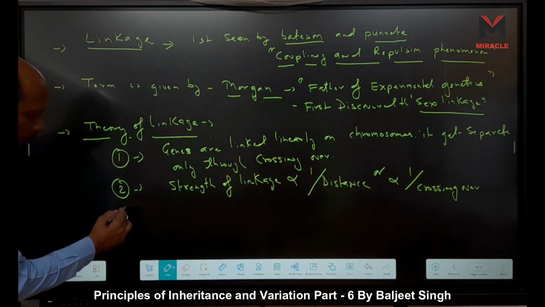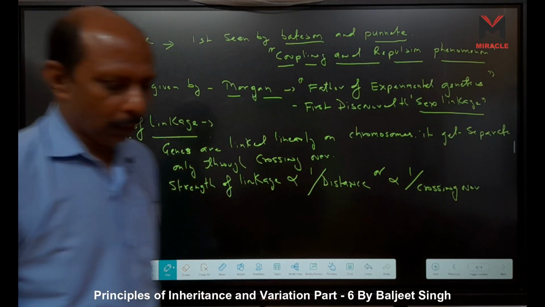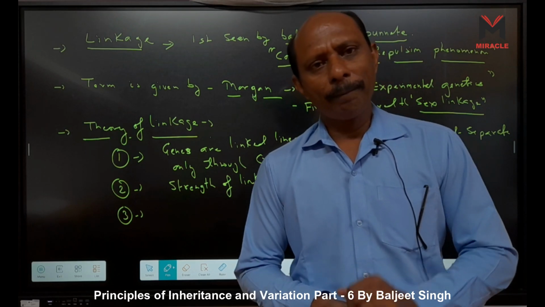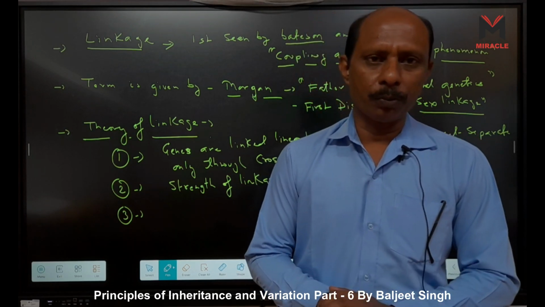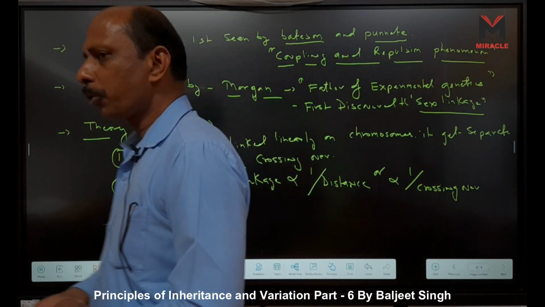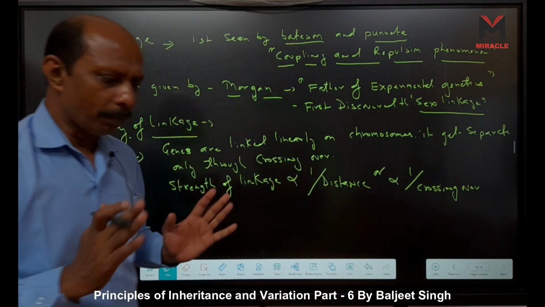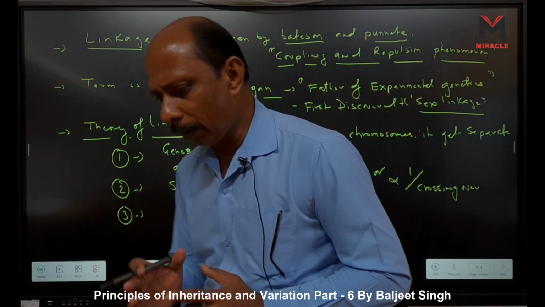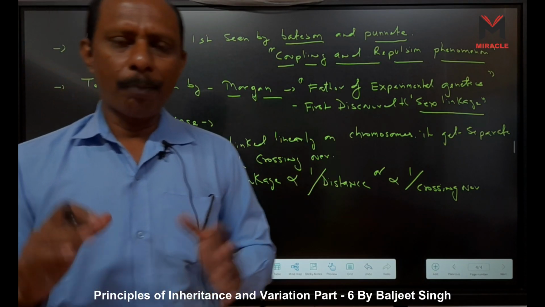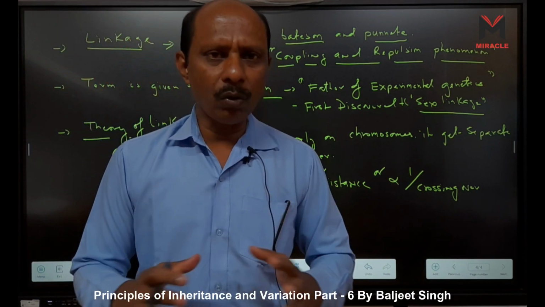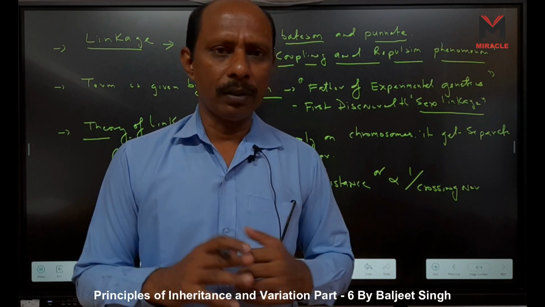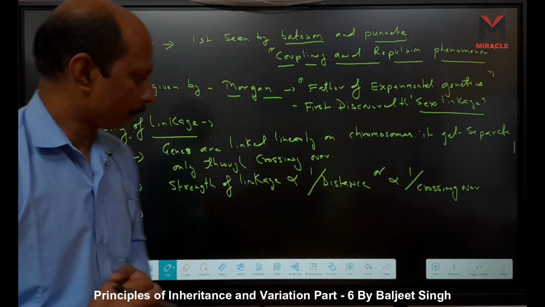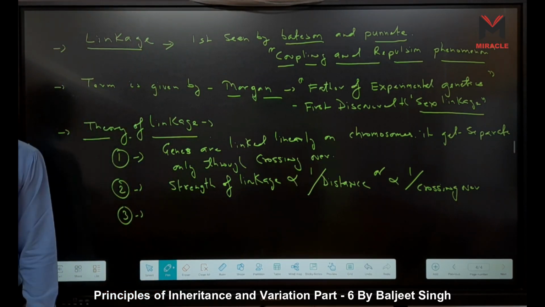The third point is what we call linkage group. Linkage group is the genes which are present in a haploid number of chromosomes. The haploid number of chromosomes is called the linkage group. For example, we have 46 chromosomes. Haploid means 23 chromosomes. So 23 linkage groups are there. Third means linkage group.